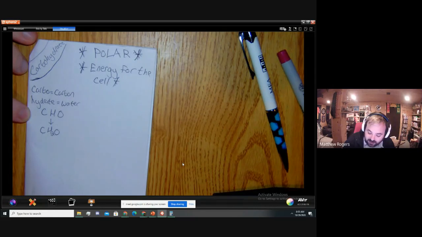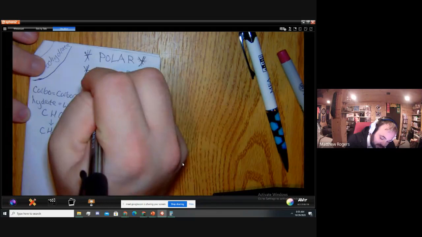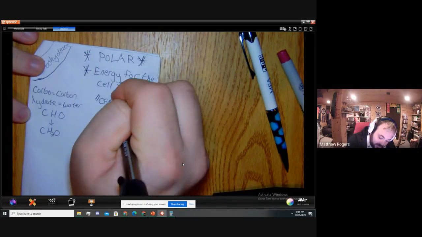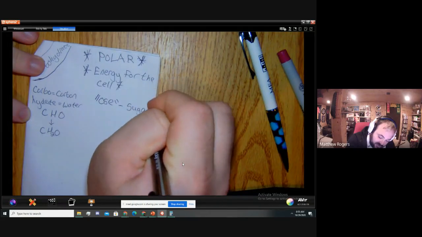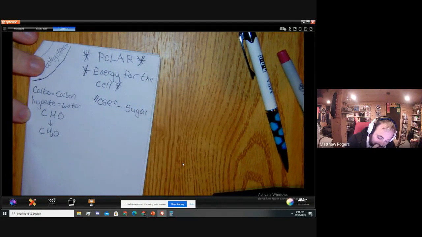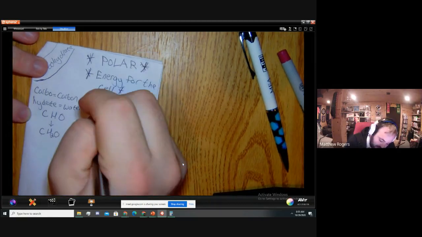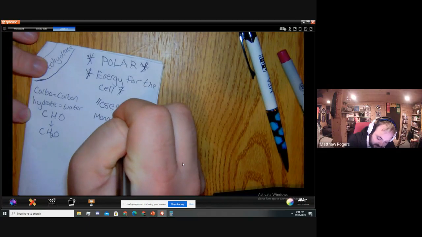Other things that I think are really important, that we always want to remember: OSE means sugar. So the suffix OSE means sugar. Anytime you see OSE at the end of a word, it's a sugar. Okay. And then I think monosaccharide is important to write down.